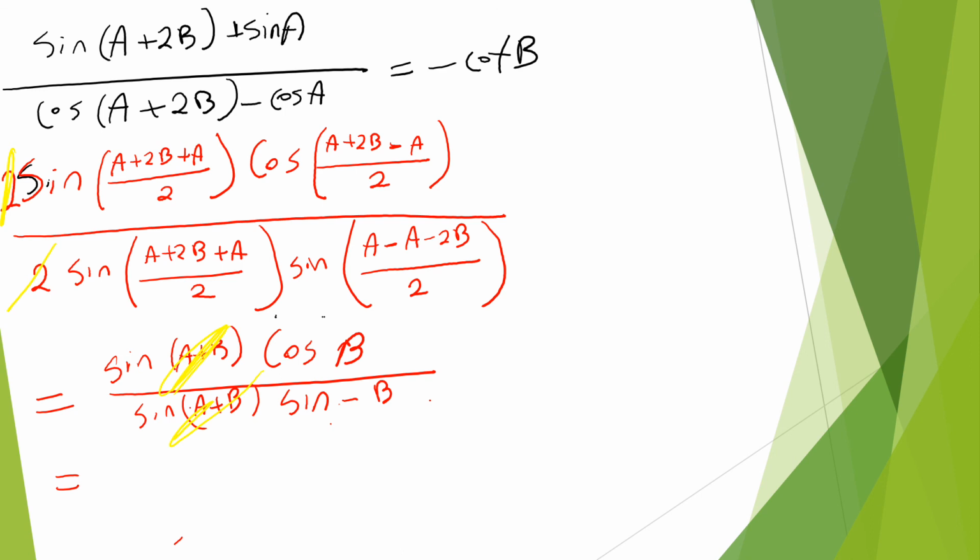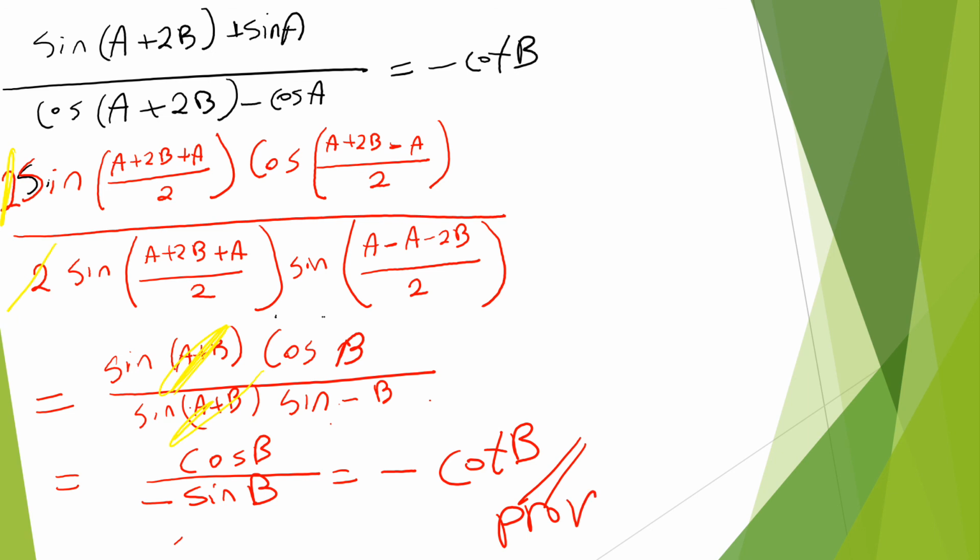Now sine negative B is the same as negative sine B. This is about even and odd functions. We can explain it later, or you can search why. So cosine B over negative sine B. Cosine B over sine B is cot B, so that's why you'll end up with negative cot B, and that's proven.